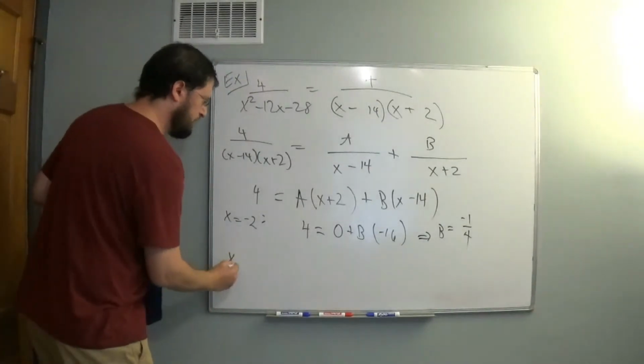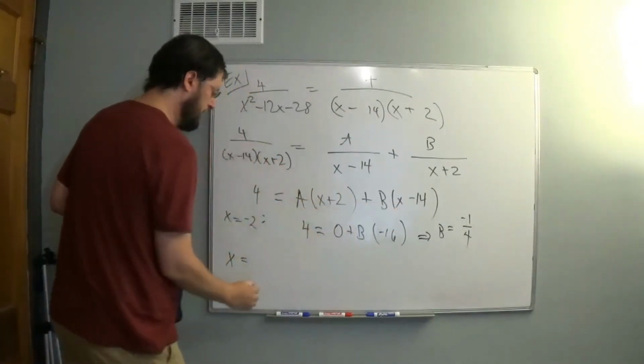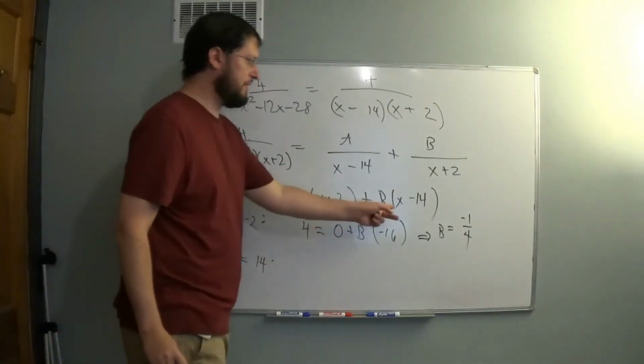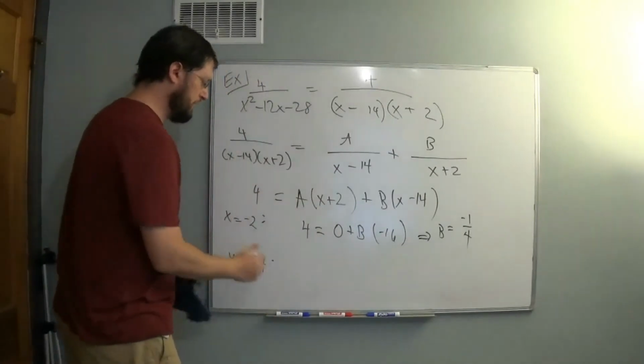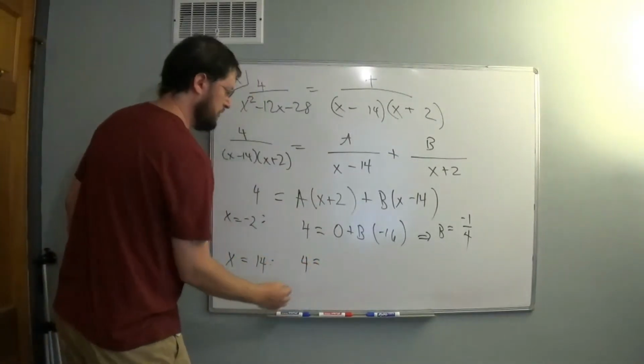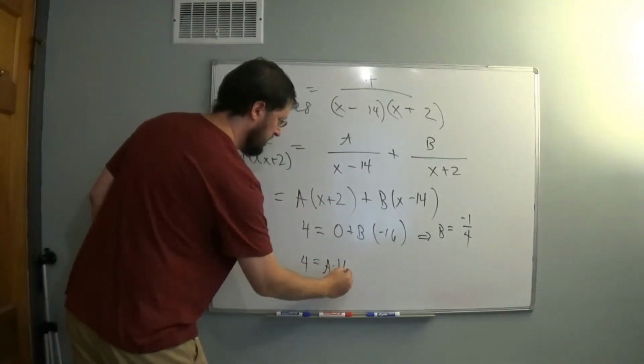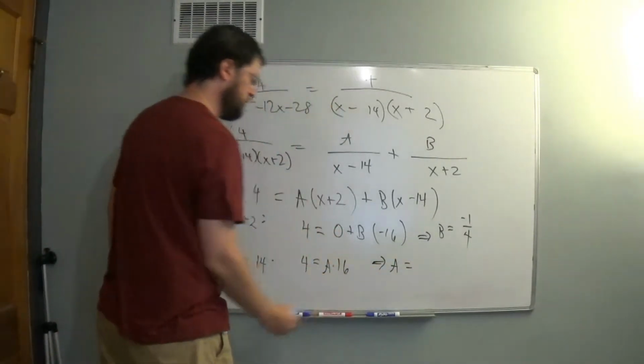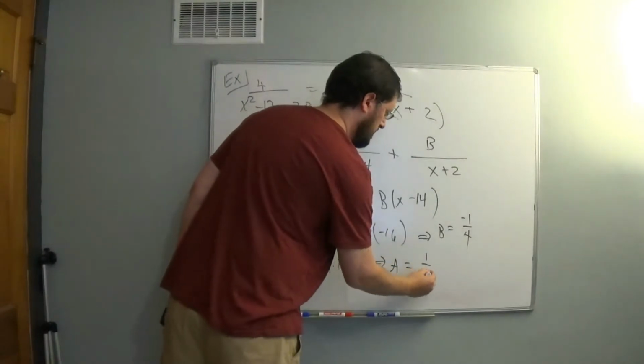If I let x equal 14, then the other piece will go away. Putting 14 in for x makes this go to 0, which leaves 4 is equal to A times 16, so that A is equal to positive 1/4.